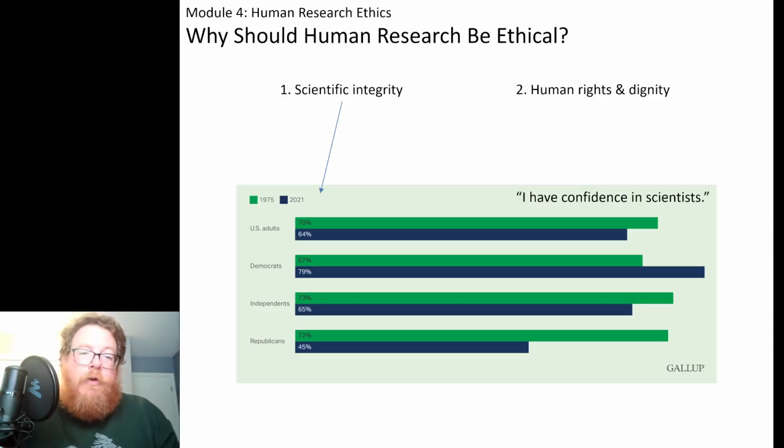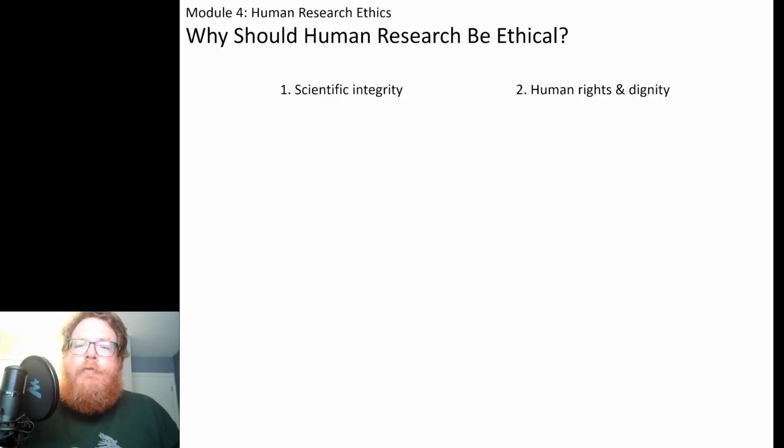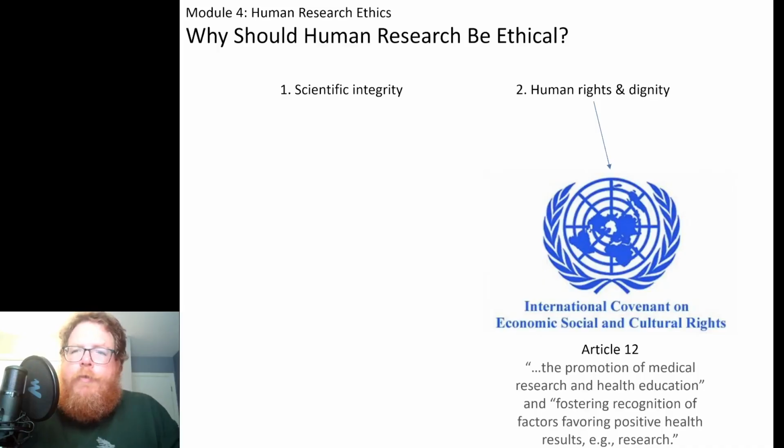In any case, the other answer to this question, why should we do ethical research, is that we need to do ethical research as a way to guarantee the rights and dignity of each human individual. In this context, I want to talk about a couple of international covenants that I think are very relevant to this topic. There's an International Covenant on Economic, Social, and Cultural Rights. If you read Article 12 of this covenant, it talks about the promotion of medical research and health education and fostering recognition of factors favoring positive health results, for example, research.